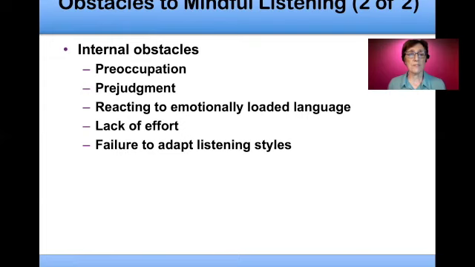Another obstacle is a lack of effort, when you're just either too tired or you just don't care enough to put in the effort that it takes, because effective listening takes work. It doesn't come automatically. It's different than just hearing. It requires mental effort. So if you don't put in the mental effort, then you can't be an effective listener. And then the failure to adapt to different listening styles or to the different situations. So we talked about different situations.